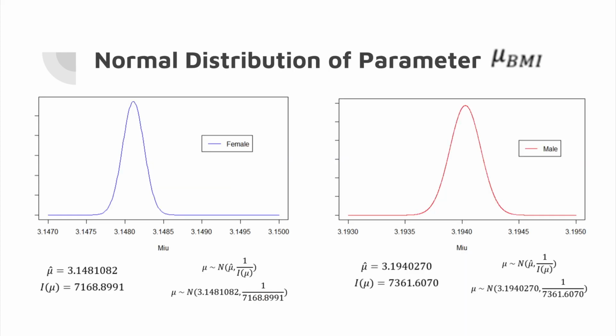Here we can see the normal distribution of the parameter of the average of BMI. In blue we can see the normal distribution of the average of females, and in red the male distribution of the average. The estimated value for the average in females is 3.14 with an information function equal to 7,168.89. If we plot this distribution as follows, we can see the result in the blue graph, and in red is the same, just that the estimated average was 3.19 and the information for mu is 7,361.6.